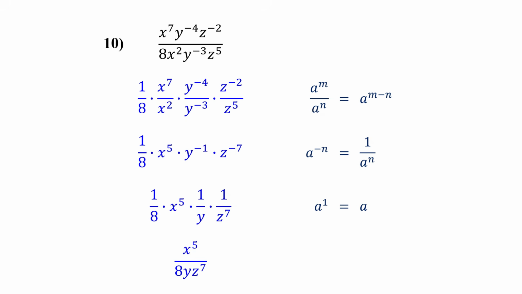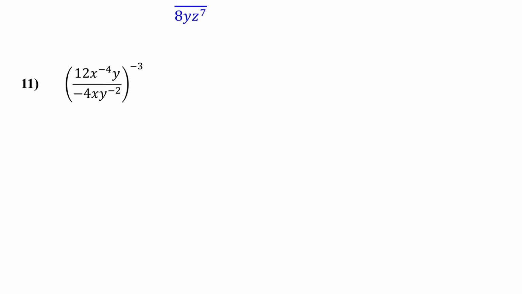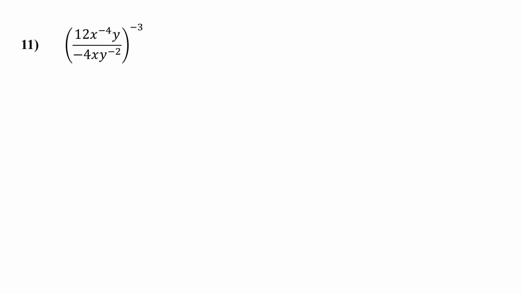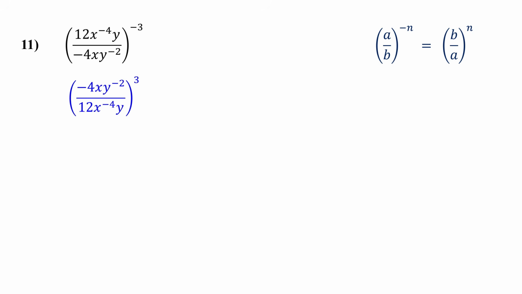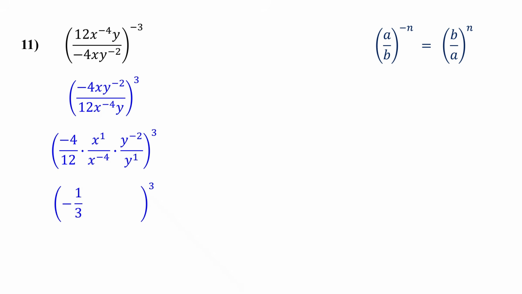We are almost done. Let's look at a case where the entire fraction is raised to a negative power. When we have a negative outer exponent, a good strategy to start with is to flip the fraction and make the exponent positive. So we flip the fraction and change the exponent from -3 to +3. Now simplify inside the parentheses. Group the coefficients together and the like base variables together. Then simplify each piece. -4 over 12 simplifies to -1/3, right?